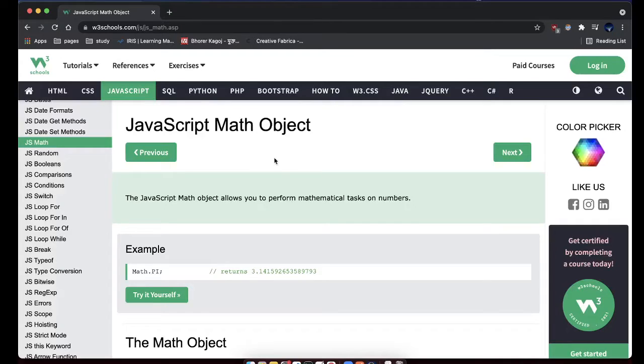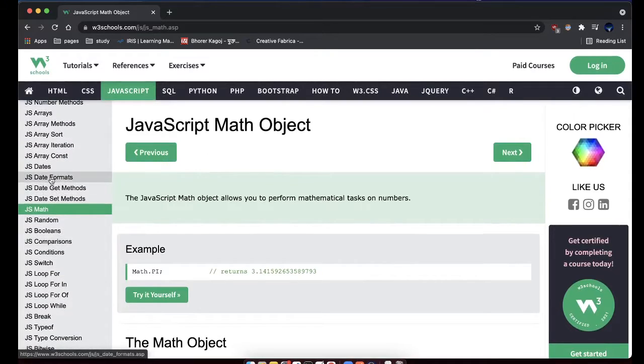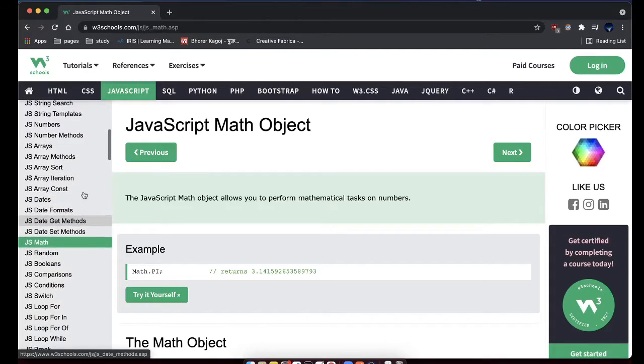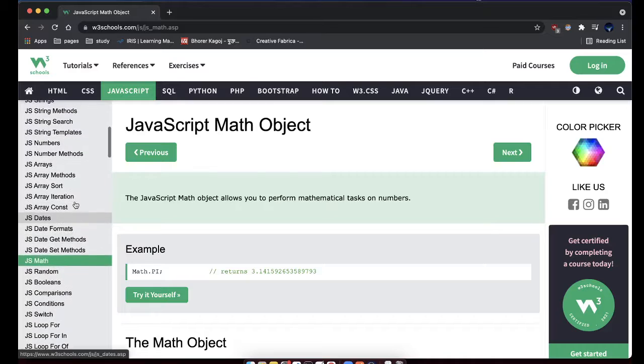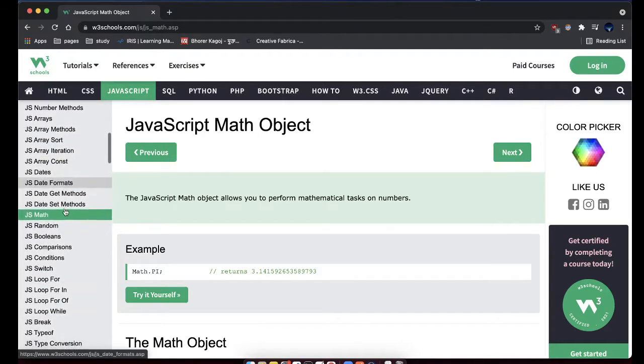Hello everyone. In this series of JavaScript documentation, we have so far seen some of the methods in the date object in the previous video. Also, we have seen how to sort an array and iteration methods of array and some constant variables and arrays in the previous video as well.